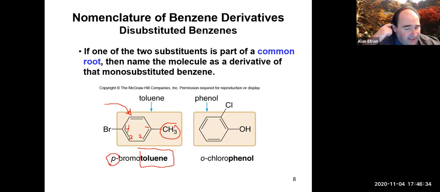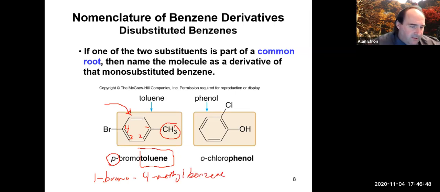Again, if you did not use that historical name, you would do probably something like 1-bromo-4-methyl-benzene, which would be the non-historical name use of it.